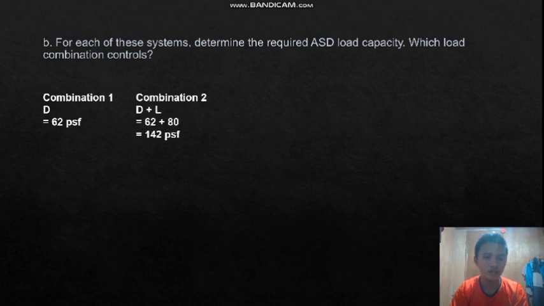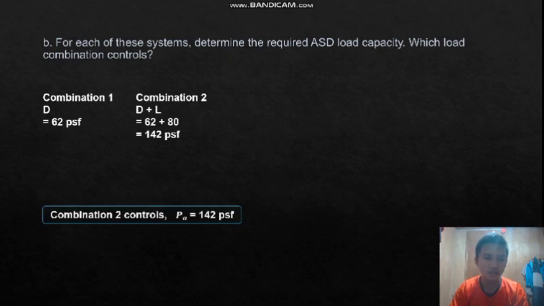For question B, for each of these systems, determine the required ASD load capacity and which load combination controls. Combination 1, D equals 62 PSF. Combination 2, D plus L is equal to 62 plus 80 equals 142 PSF. So combination 2 is the control, and the required load capacity is 142 PSF.